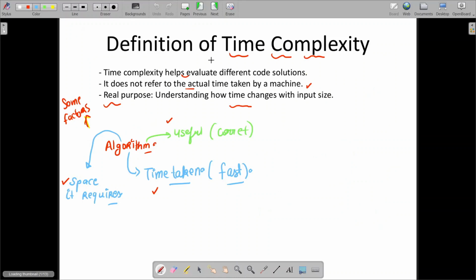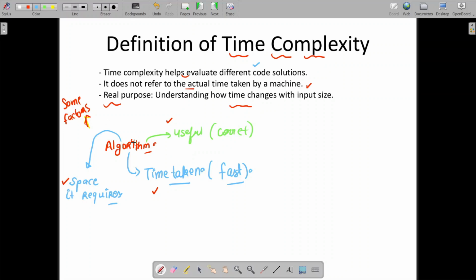Then I defined what time complexity actually means. Time complexity helps evaluate different code solutions, because I will judge according to the time complexity of your code. It does not depend on how you write it, so handwriting does not matter. What matters is the time it takes. In a different code solution, it does not refer to the actual time taken by the machine. Remember only how time changes with inputs.